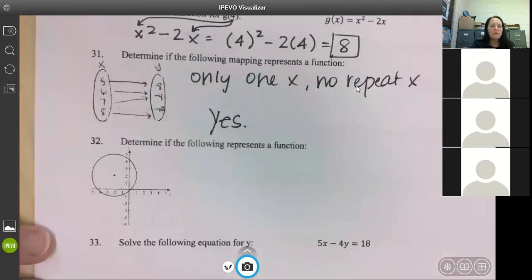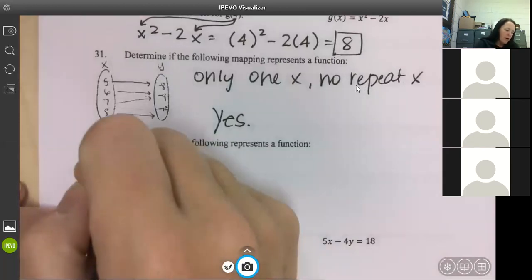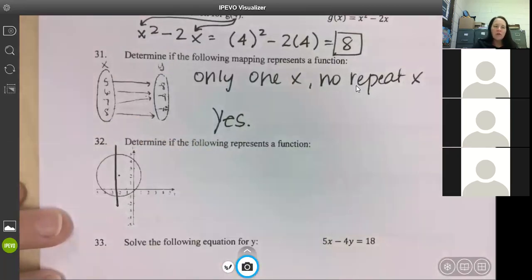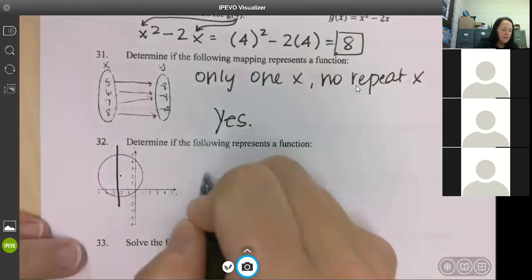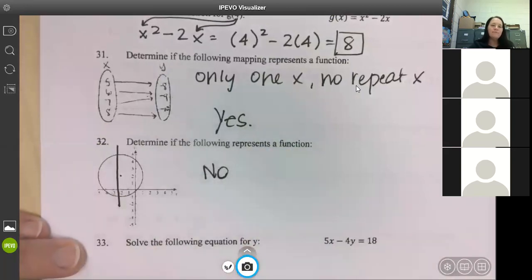What about 32? Is it a function? No. If we draw a vertical line, it does not pass the vertical line test because it hits twice. So this one's a no.